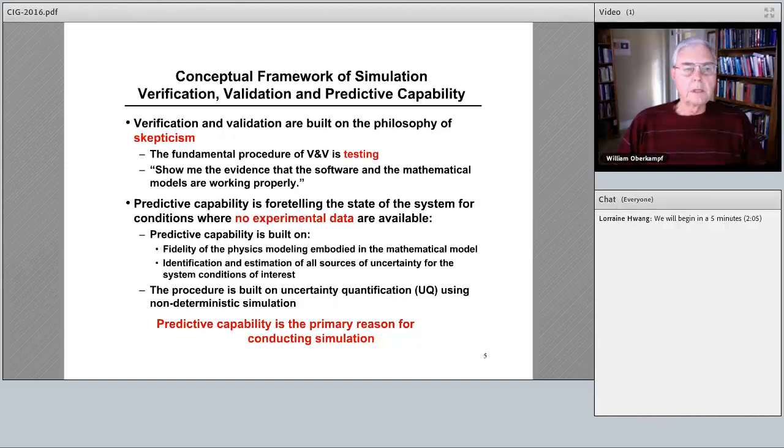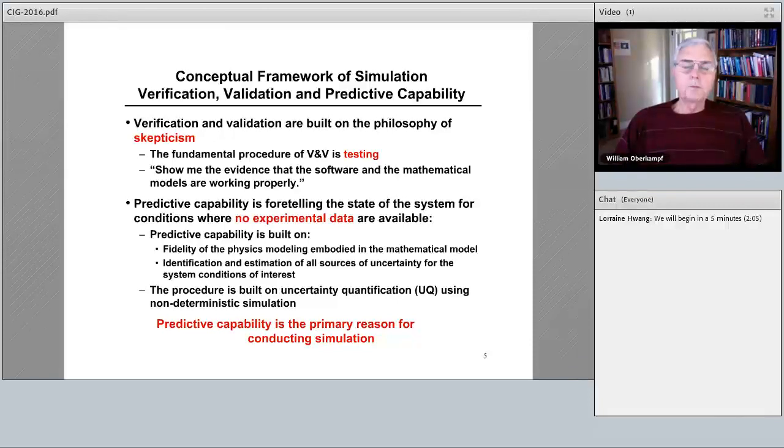Okay? Predictive capability is foretelling the state of a system for conditions where no experimental data are available. That's a very special use of the word predictive capability. And it's getting more commonly used in the engineering community to segregate the idea from what is particularly the idea of validation. So we claim that we can make a prediction of the future with our models. Predictive capability is fundamentally built on the fidelity of the physics of the modeling that is embodied in the mathematical model. That is, the physics in the model.